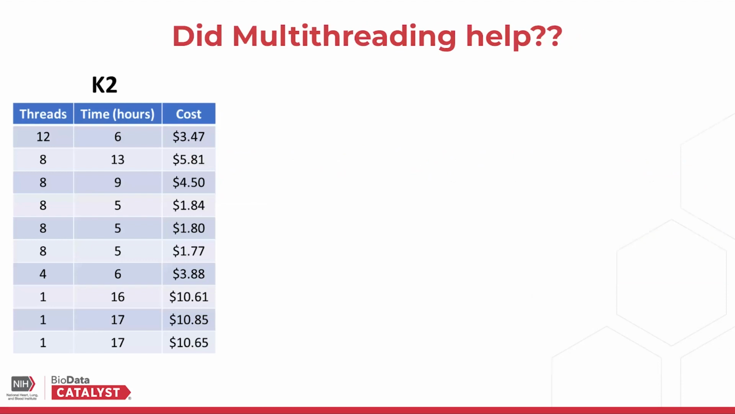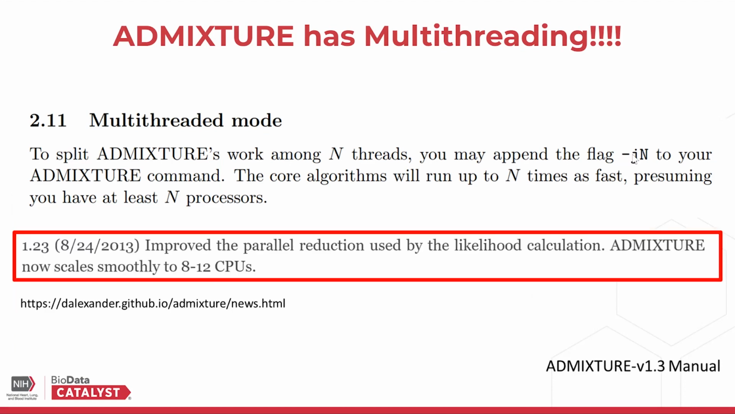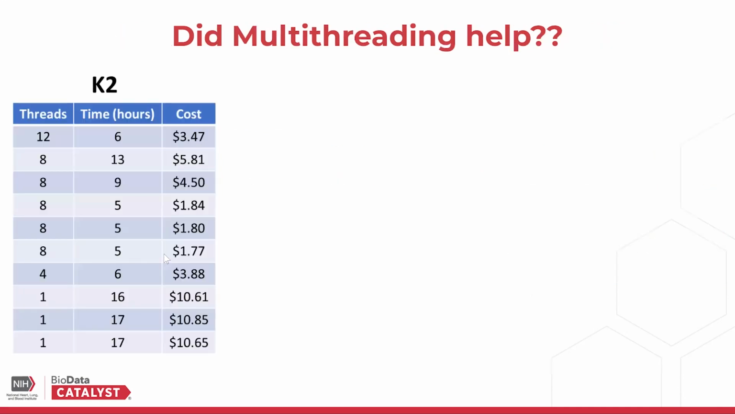So then I implemented multi-threading, which was relatively simple, just by adding an additional input to take this -j command. And so I first started running it on a very pared down small data set just to confirm it was in fact running with multiple threads when I asked it to, and it was. But then I went back to my K of 2 and said, all right, I'm now going to run 10 replicates with different numbers of threads. And so we can see with one thread, it took almost 17 hours to run and cost $10.